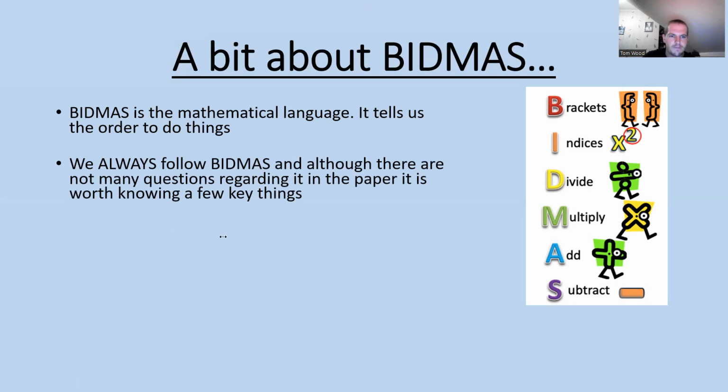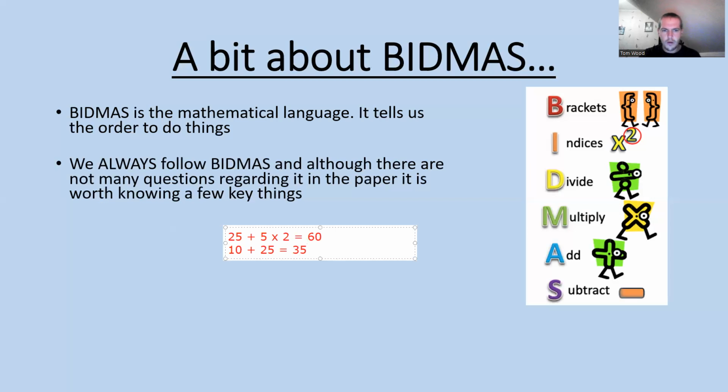25 add 5 times 2. If you complete this sum from left to right, you get an answer of 60. If you complete this sum following BIDMAS, what you're actually doing is you will do the multiplication first. So you'll do 5 times 2, which is 10, and then you will do your addition after.